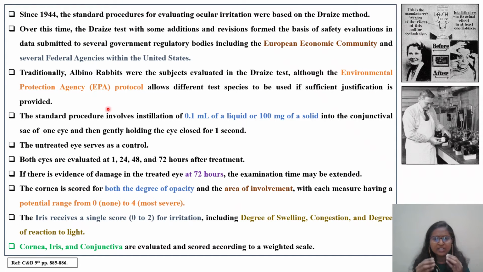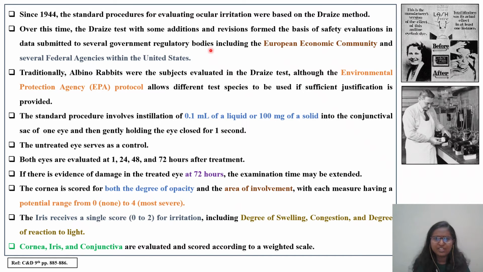So let us understand a little bit about the history of this Draize test since 1944. I have taken this particular paragraph from pages 885 and 886 of the ocular toxicity chapter. Since 1944, the standard procedures for evaluating ocular irritation were based on the Draize method. So this was the first initial method in the 1940s, which we have seen in the first slide, the explanation given by the ABT. Over this time, the Draize test, with some additions and some revisions, formed the basis for safety evaluation in data submitted to several regulatory bodies.